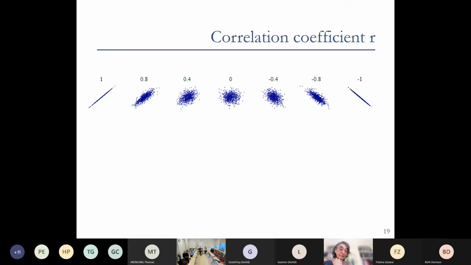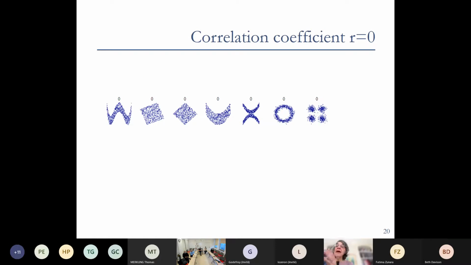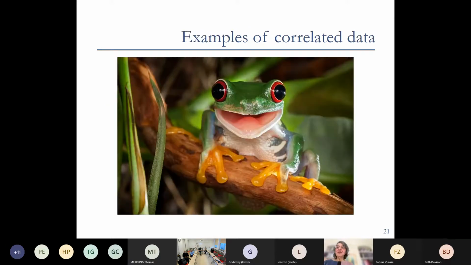Next slide. Now here are patterns where the correlation coefficient is 0 because, although there are relationships, you can't predict on any given x what the given y will be. These are uncorrelated data, very patterned, but uncorrelated. Next. And now we're going to move to experiments.